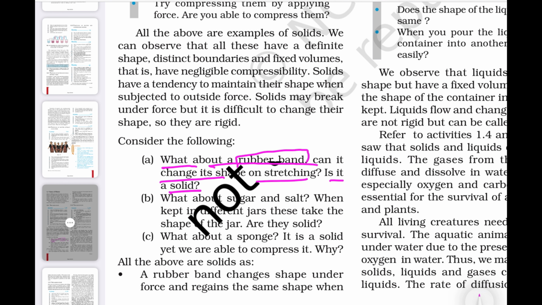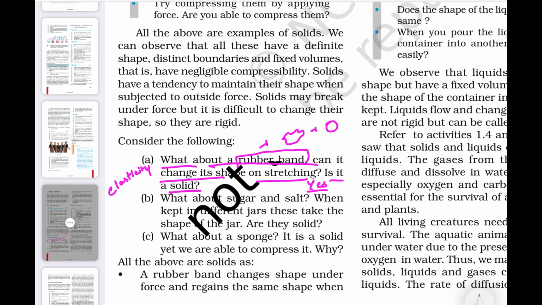We know a rubber band seems flexible. Why? Because it can change its shape when stretched. However, once the force is removed, it returns to its original shape. This means it has a definite shape and volume under normal conditions. Hence, a rubber band is a solid. It can change shape due to the elasticity of its material.